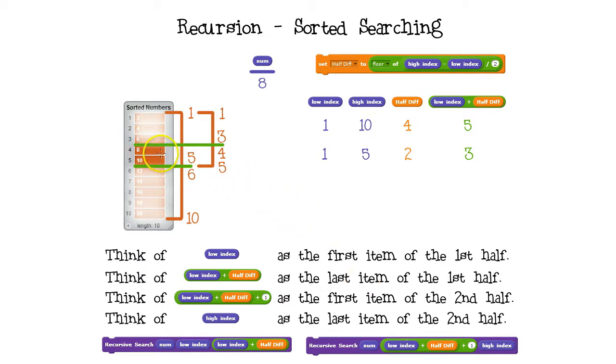Then I split and ignore again. 8 is not greater than the last item of the first half, so I ignore the second half and use the first half. It'll make this first call again. I have only one item now. Low index and high index are both 4. The value matches, so it was found.